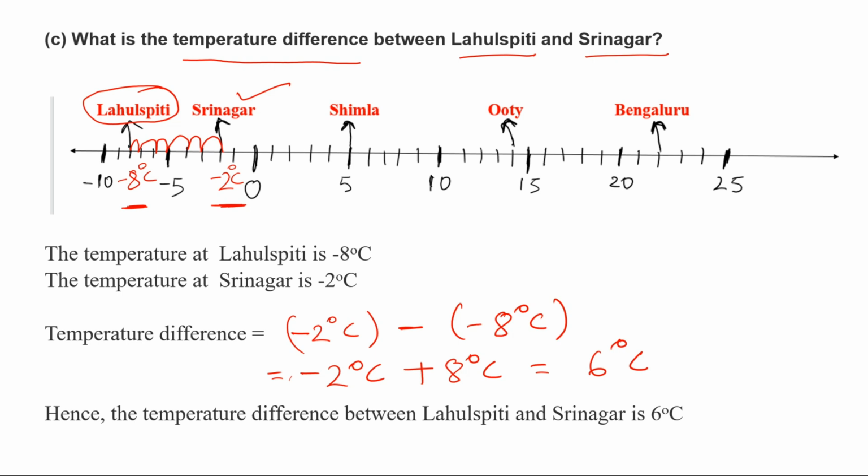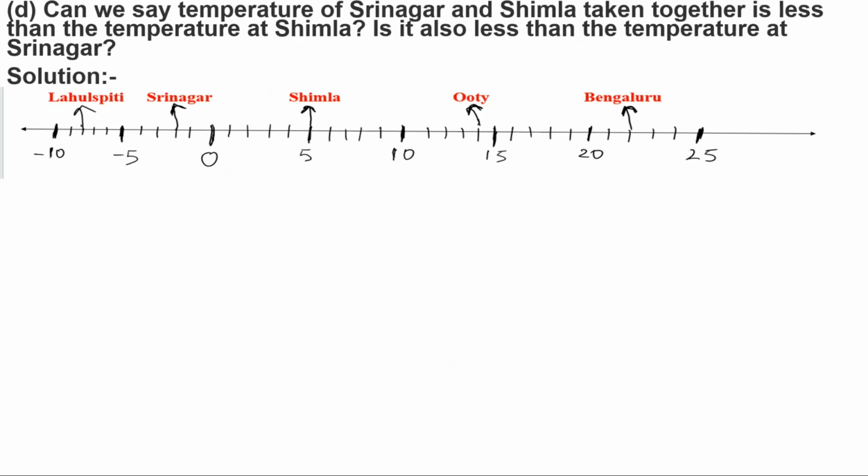Okay. Now the last part of this question. Can we say the temperature of Srinagar and Shimla taken together is less than the temperature at Shimla? So Srinagar is here, Shimla is here, and taken together means plus. We are adding the temperatures of these two places. So if we add up these two temperatures, would that temperature be less than Shimla's temperature? And the next part is, is it also less than the temperature of Srinagar? So is that temperature which is taken together, is it less than Srinagar also?